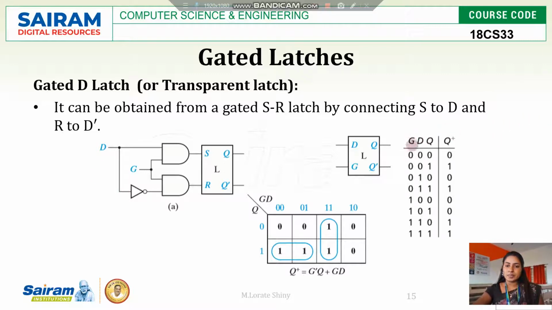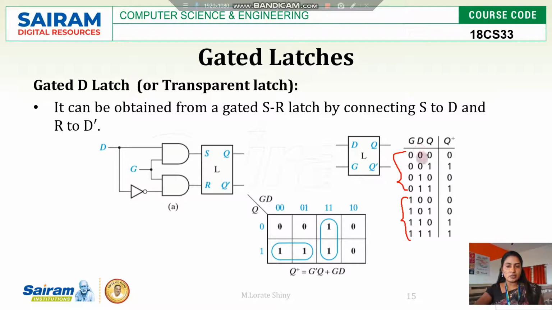Okay, for this, again a truth table, three inputs are taken. G is the first input, then D, Q is the previous output. Okay, Q bar is the current output. Q is the previous output, Q bar is the current output. Okay, so in the first 4 cases, G is inactivate. In the next 4 cases, it is activated.